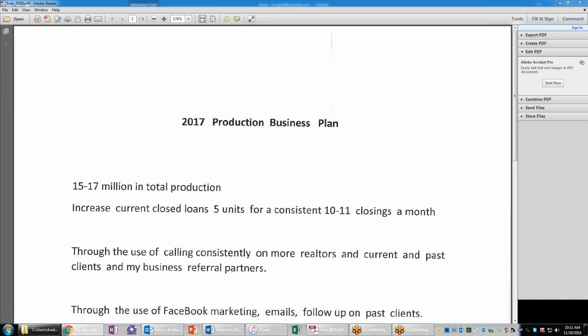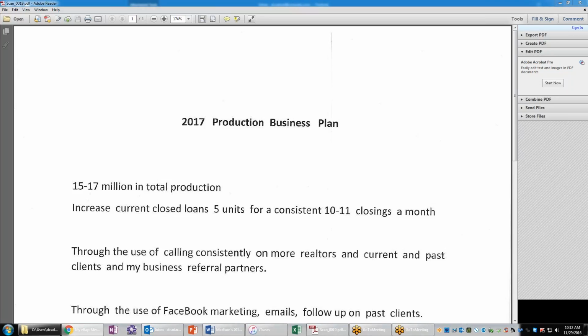So I want you to write these numbers down. Your past clients are batting about 35%. Your realtors are batting 20%. Your business relationships are 30%. Your current clients are batting 80%, and your socials batting 30%.